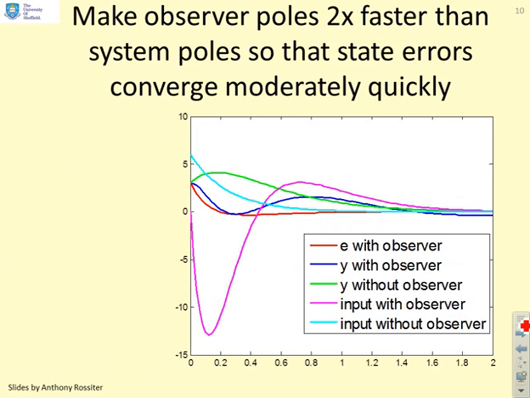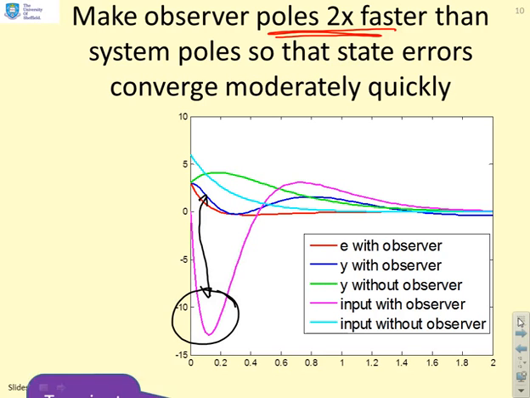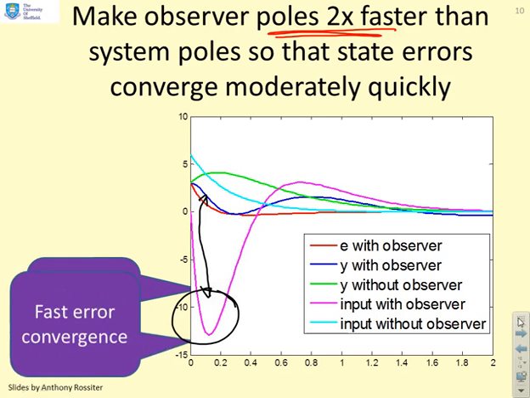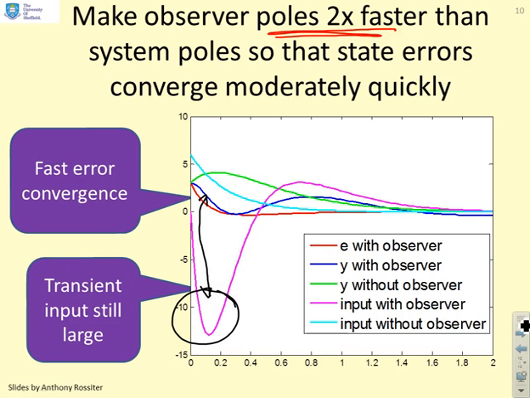Okay, so what happens if we say, well, let's be less ambitious. Let the observer poles only be twice as fast as the underlying dynamics. And what do you notice now? Well, I've still got fairly nasty transients, but not as bad as before. So by being less ambitious with my observer poles, by accepting that the error is going to converge a bit more slowly, actually I've handled the transients slightly better. So although the input's still large, it's not as large, and the error convergence is still reasonable.